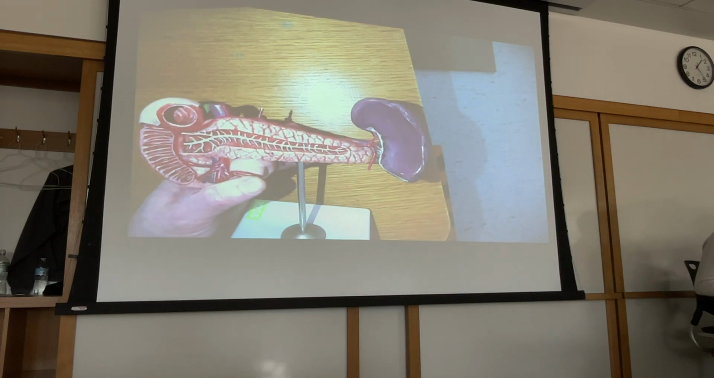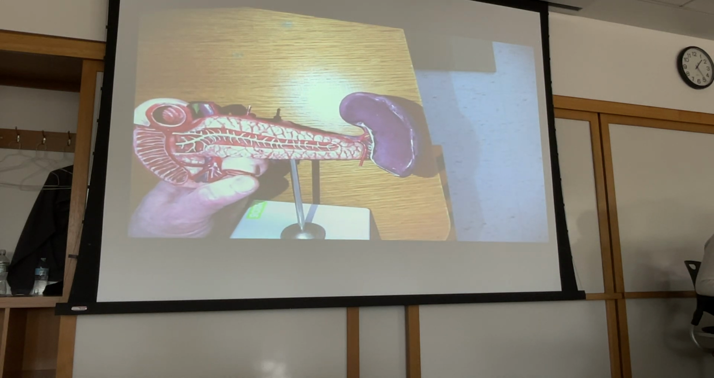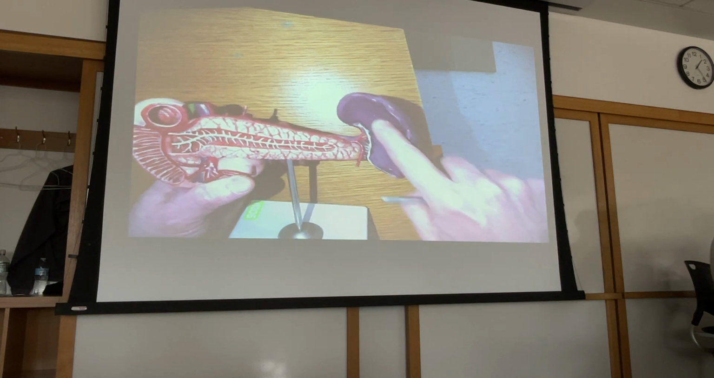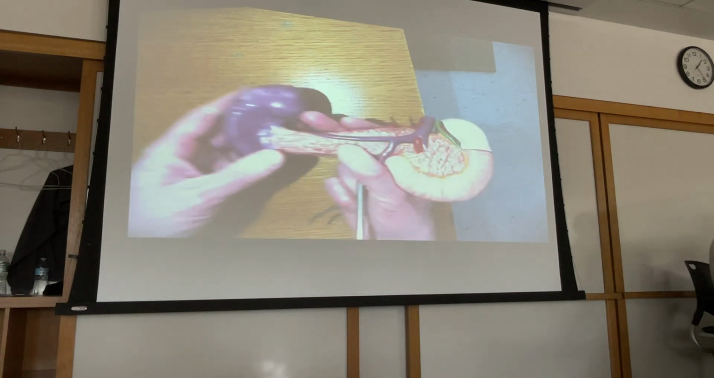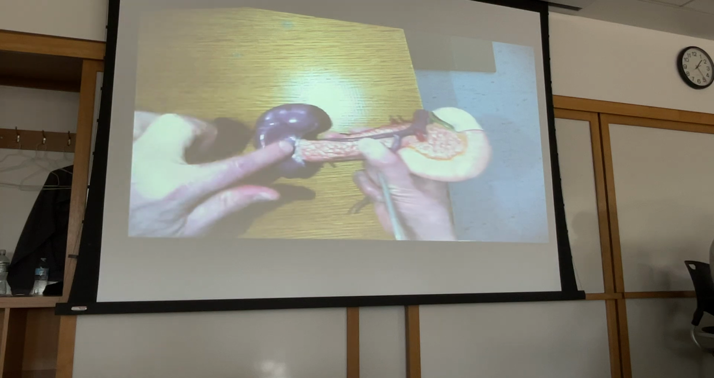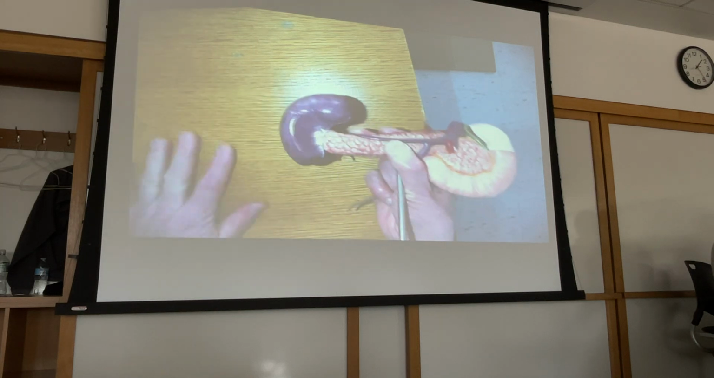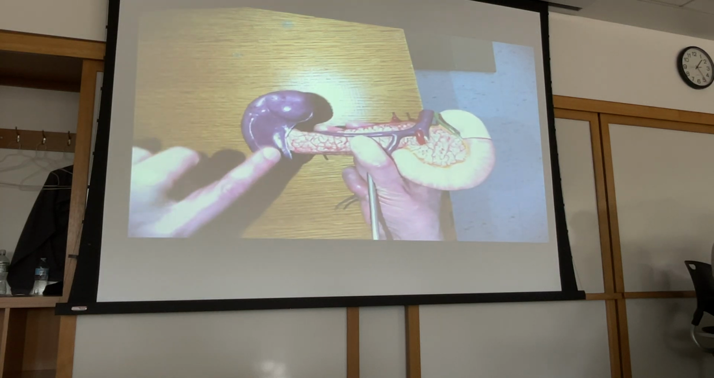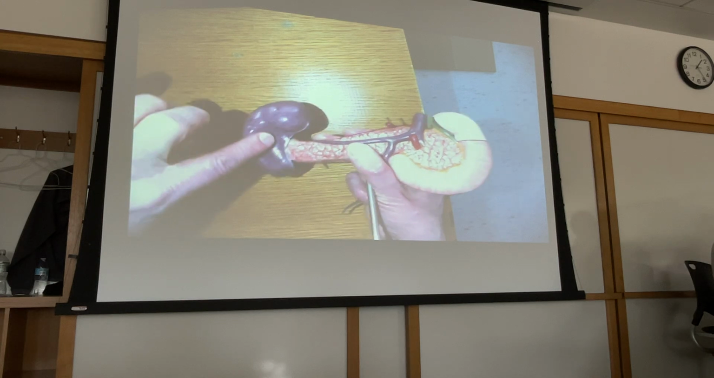Because of the stomach being there, they call that the gastric surface or the gastric impression. If you flip the spleen over on the back side, there's an indentation there as well. That's where the left kidney would be pressing. So they call that the renal surface or the renal impression.